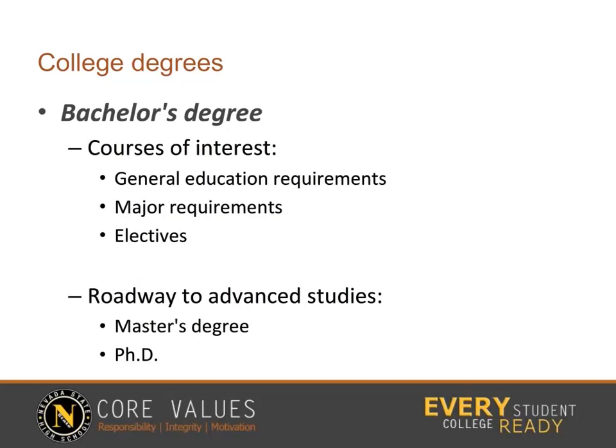A bachelor's degree requires 3 main types of classes: general education requirements, major requirements, and electives. Typically, the actual classes being taken can be picked from a list of a few options based upon student interest and concentration. Furthermore, a bachelor's degree is a standard requirement for being admitted into a master's degree or a PhD program. Click to the next slide when you are ready.